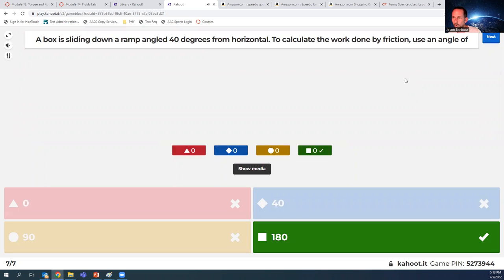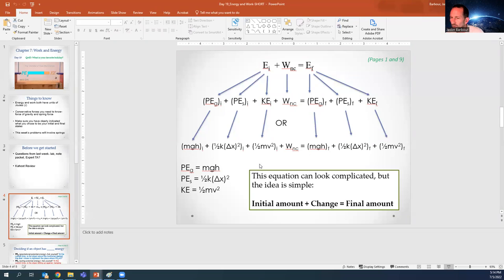All right, and the correct answer was 180 degrees. Just because you see an angle in the problem, don't be so quick to grab that angle and use it for anything and everything. If you drew a work diagram, you would have drawn a displacement arrow down the slope. You would have drawn a friction arrow up the slope, and they would have been 180 degrees apart. Actually, you might have wanted to start with a free body diagram and then move on to the work diagram.